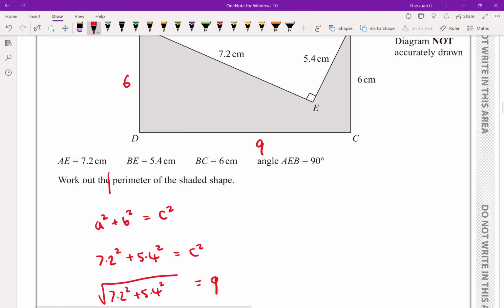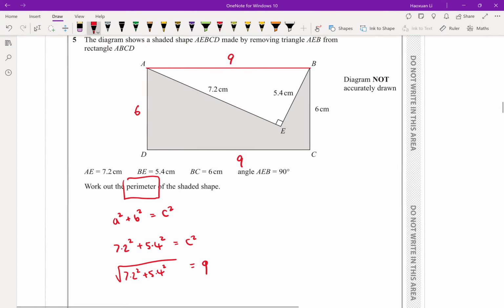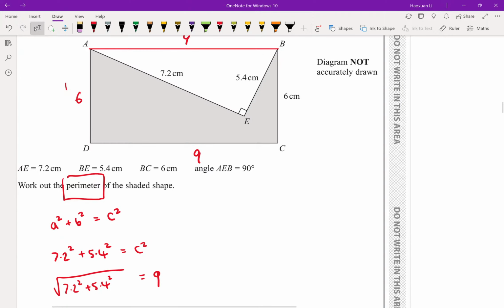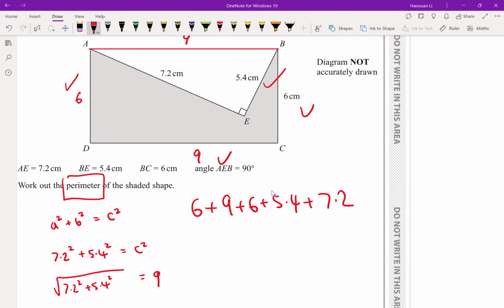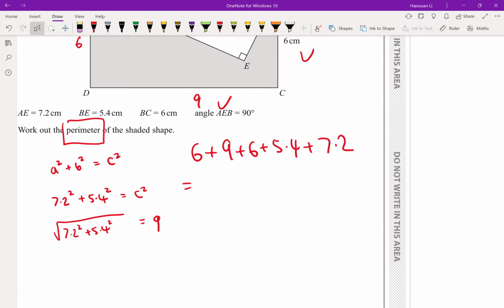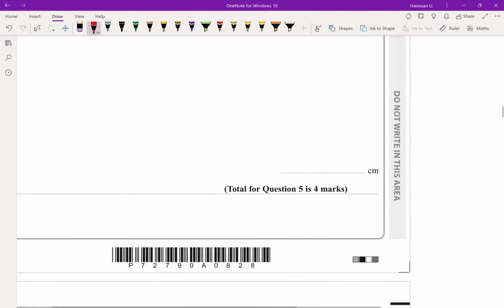Now it asks about the perimeter of the shape. So perimeter is the length outside of the shape, right? So you add 6, 9, 6, 5.4, 7.2. If you add them all up together, you should be able to get 33.6.